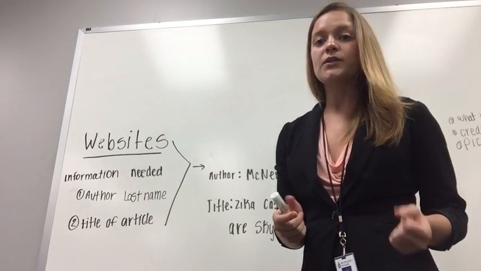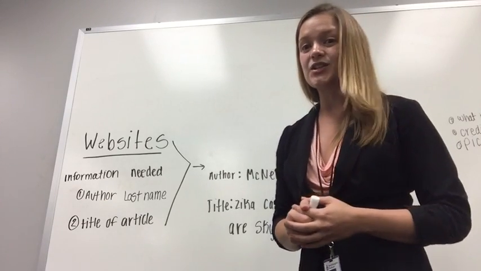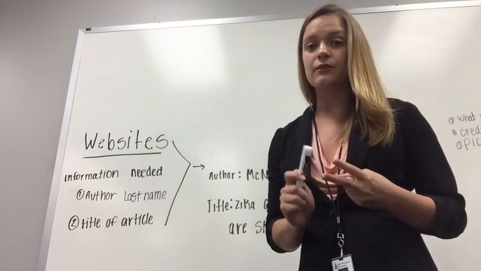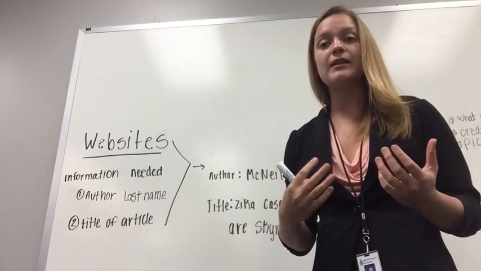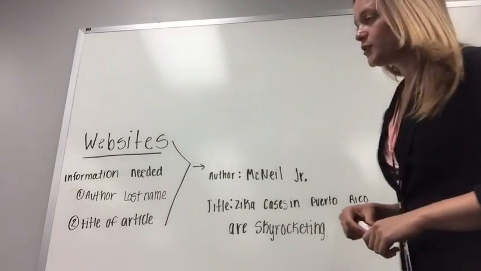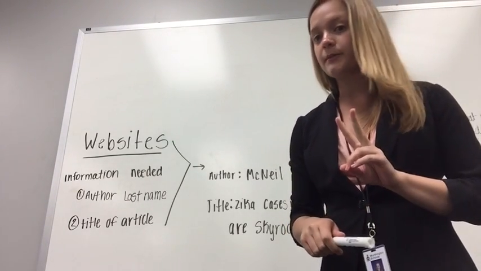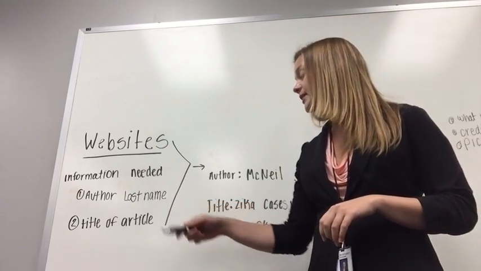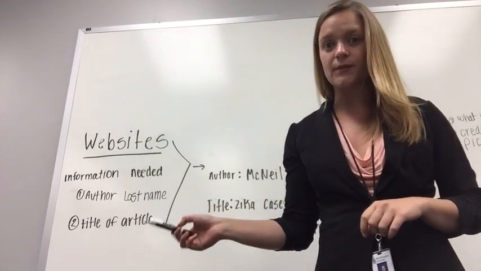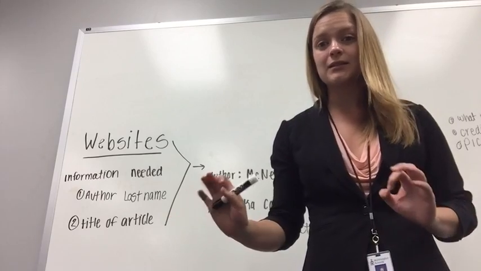During this video, we're going to talk about how to do in-text citations for websites and for books. So we're going to start with the idea for websites. When you're citing a website for your in-text citation, you need 2 pieces of information. First, you need the author's last name, and then you need the title of the article. That's it, nothing else. Simple.